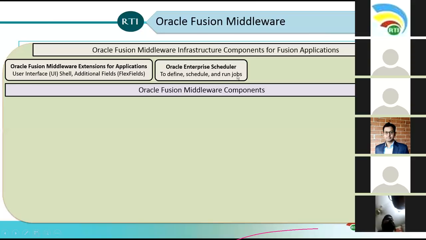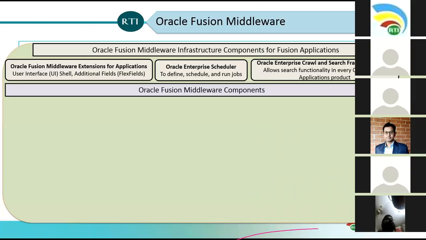So this scheduling happens company by company. My company wants to run the job every night, or my company's new hire report has 10 fields. Another company's report can have 30 fields. We don't know. So every company will go and define their own schedules, right? That's why this Oracle Enterprise Scheduler resides in the middle, where we can go and do all the schedule definitions and running the jobs here. It all comes under middleware.